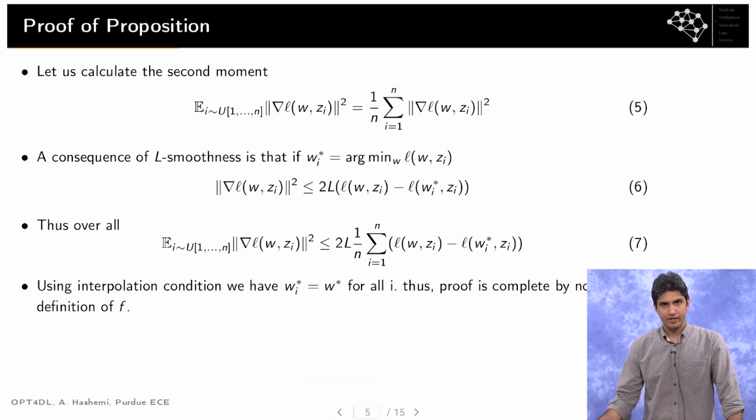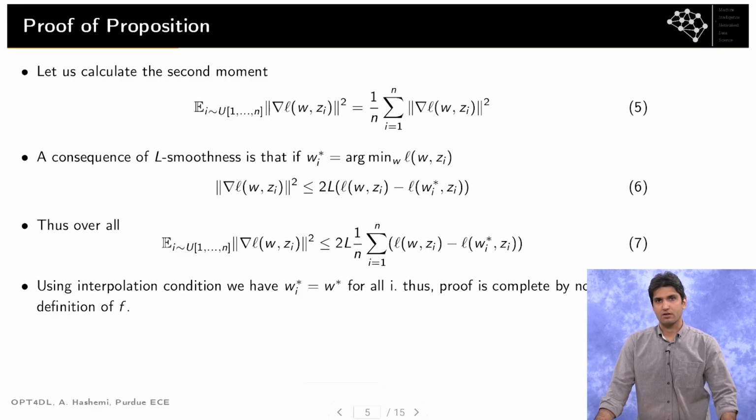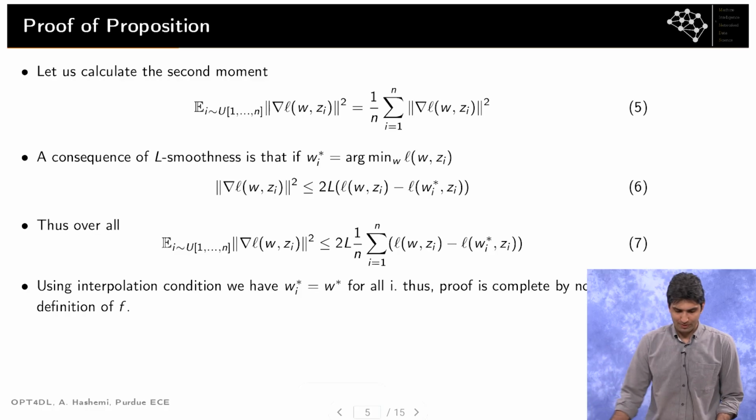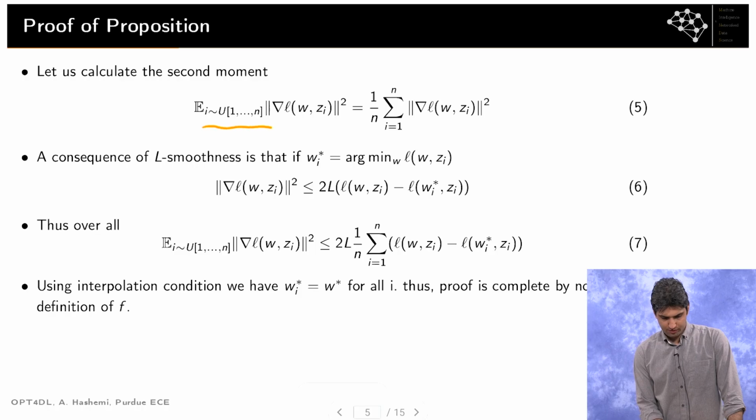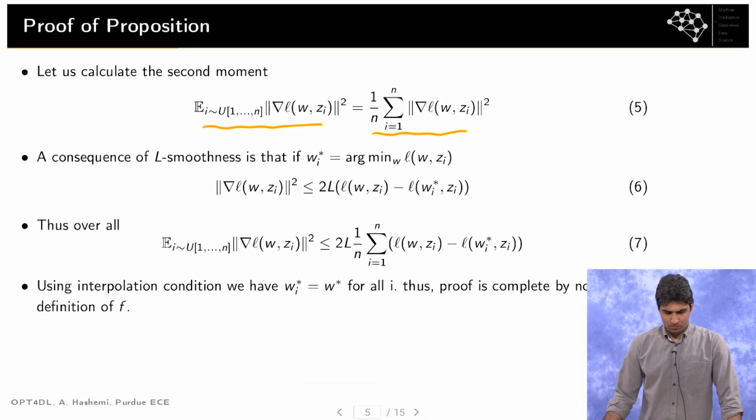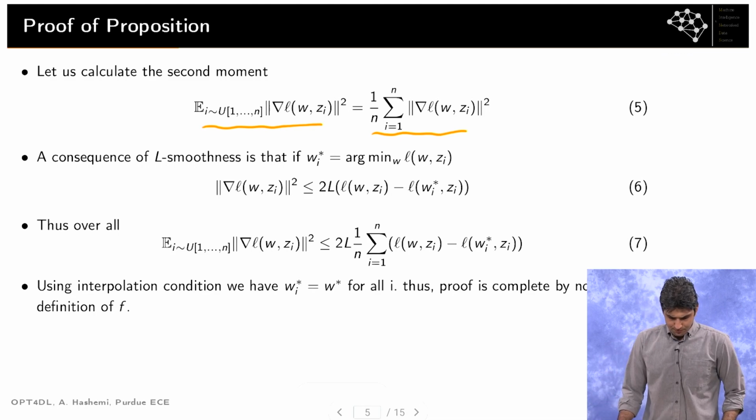We want to bound the second moment. So let's calculate what the second moment is under our specific stochastic first order oracle, which basically samples one of the data points uniformly at random. In particular, this is my second moment. And this is an expectation that I can quite simply calculate, right? So it's just the average of the norm of the gradient squared for the gradient of the individual loss samples. Okay. All right.